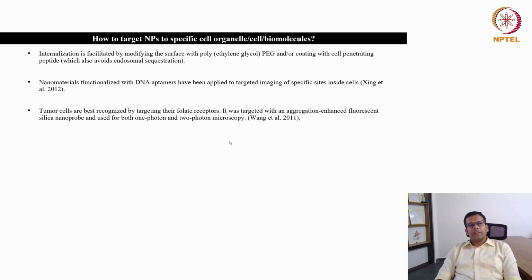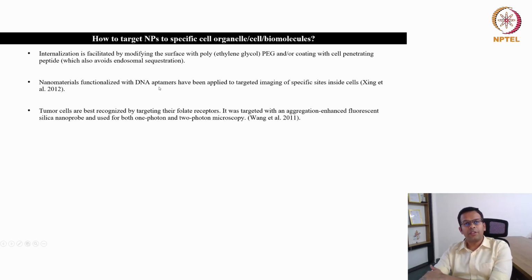Now the next question is how to target the nanoparticles to specific cell organelles or cells or biomarkers. Because generally for biological imaging, we need some kind of specificity so that the nanoparticles can specifically label either some proteins or some cell organelles inside the cell. So internalization is facilitated by modifying the surface with polyethylene glycol and/or coating with a cell penetrating peptide, which also avoids endosomal sequestration. The nanomaterials functionalized with DNA aptamers have been applied to targeted imaging of specific sites inside the cell.